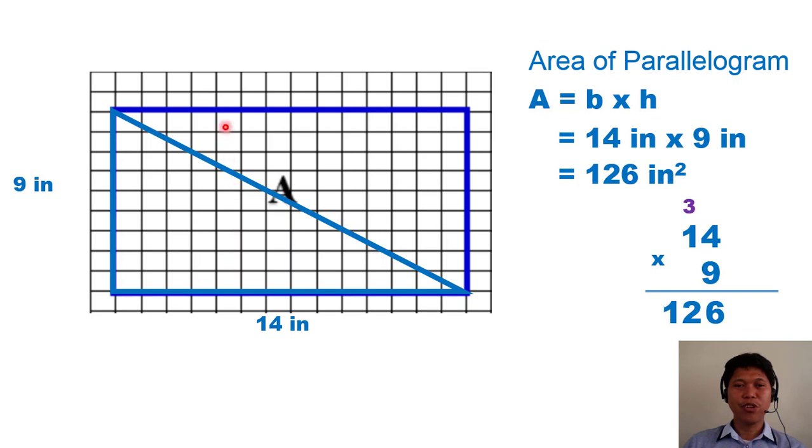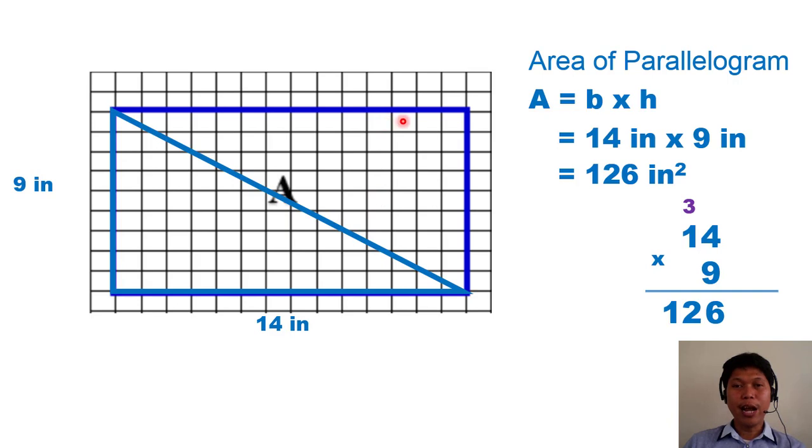This is 45, 54. Next to 54 is 9 times 7 is 63. 9 times 8 is 72. 9 times 9 is 81. And 9 times 10 is 90. So up to this portion, we got 90. Then we continue, 91, 92, 93, 94, 95, 96, 97, 98, 99.